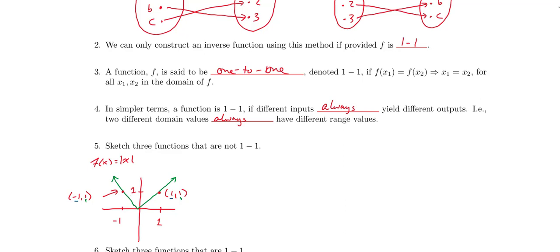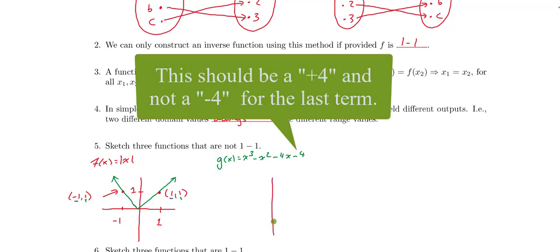So the next function that I want to look at is this function right here, g of x, and g of x is the function x cubed minus x squared minus 4x minus 4. And I think it would be a little mean to expect you to graph this function. I think this is a slightly difficult one to graph right off the bat.